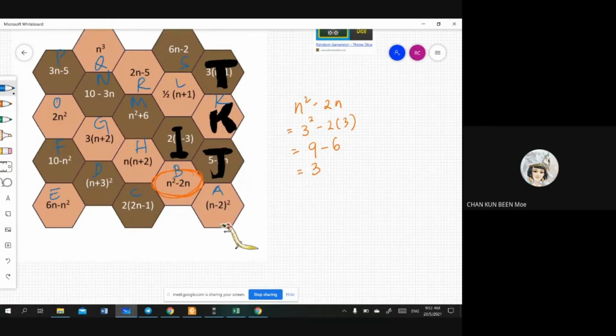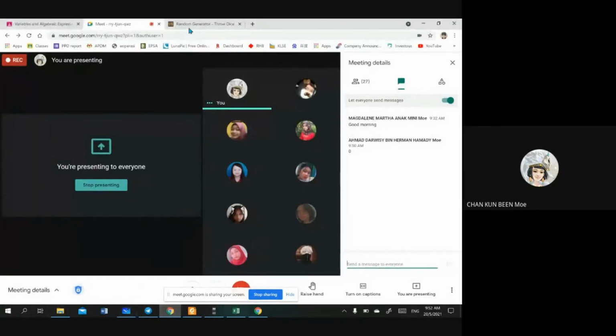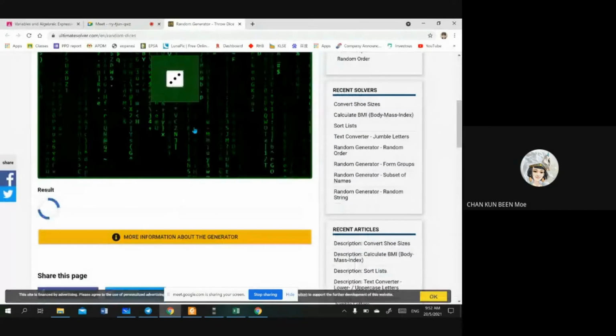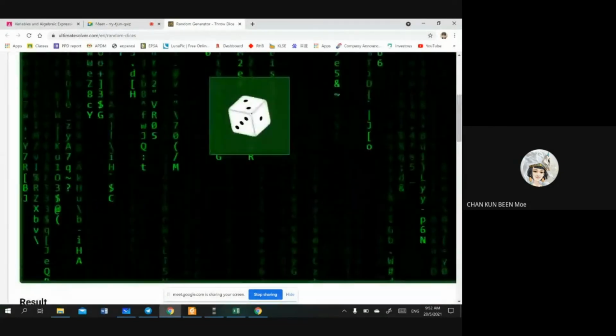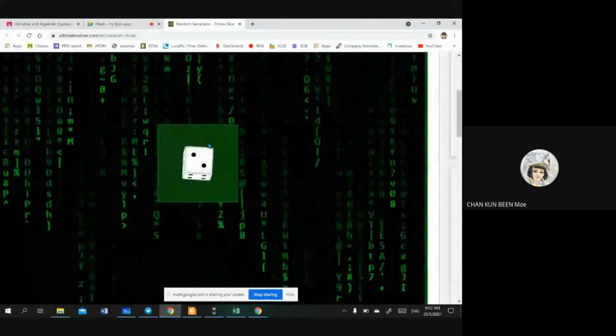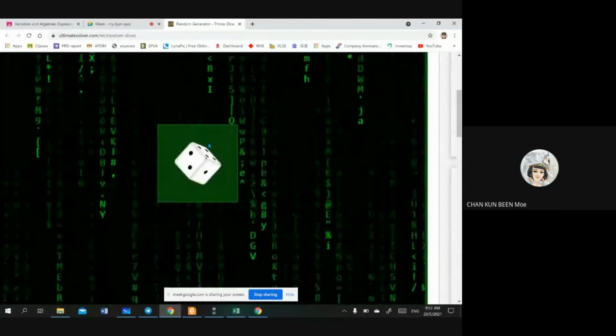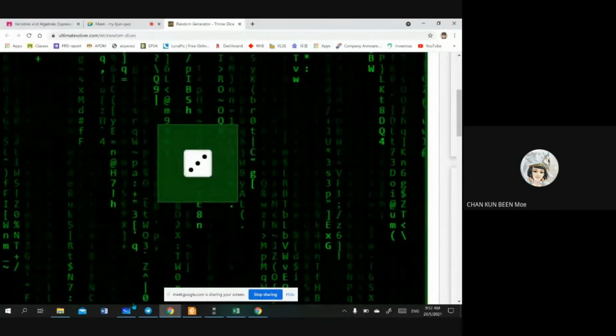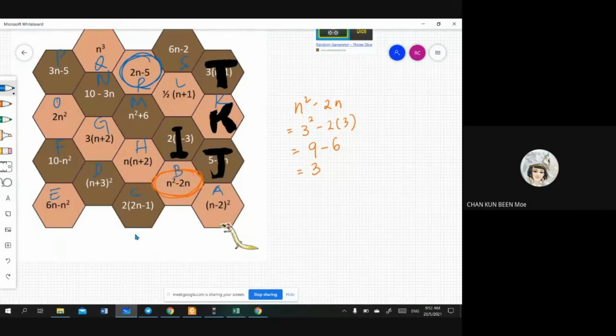Okay. What is the number that you want to choose, group 2? R. Again? R, is it? Yes. Okay, R. So let us see how much the die is showing. Three. Okay, let's substitute. What is the answer for this one?